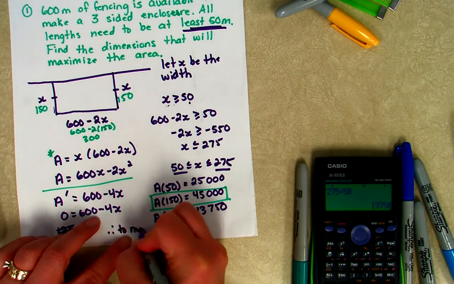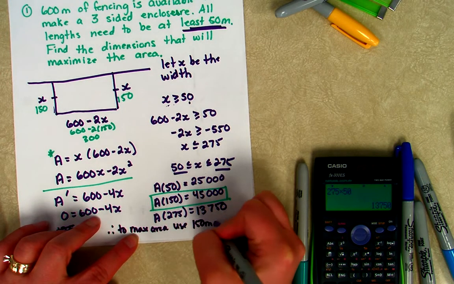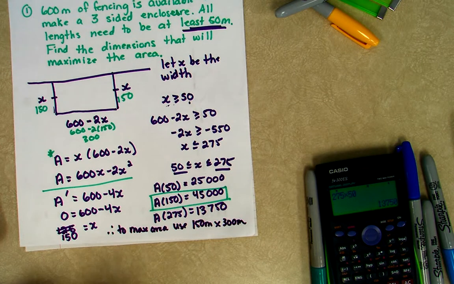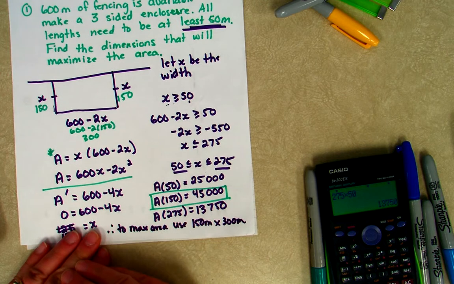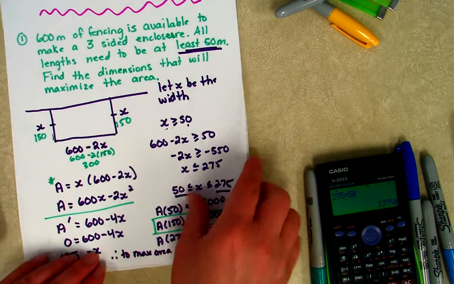So find the dimensions that will maximize area. To maximize area, use 150 meters by 300 meters. So once you have the equation, it's the steps from the first video. Find the derivative, set it equal to 0, take those points that are within your interval and your interval end values, and sub them in to solve.